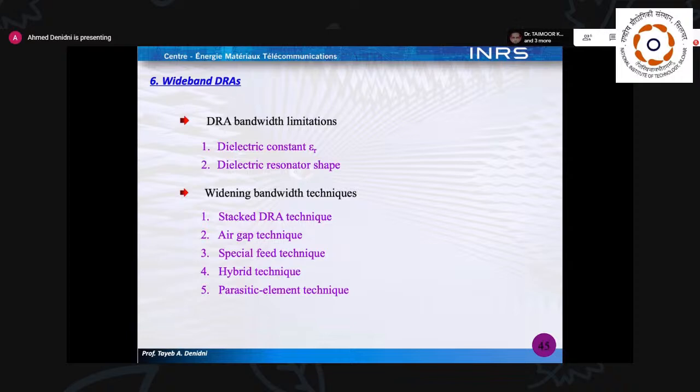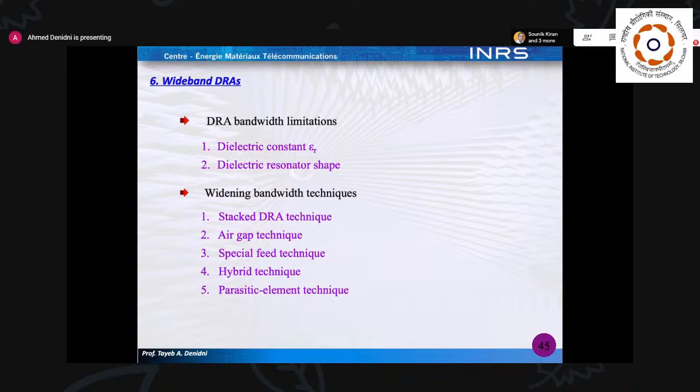Now I move quickly to wideband dielectric resonators. For the dielectric resonator, we can increase the bandwidth by using a specific dielectric constant, or we can control the shape of the resonator. Other techniques to widen the bandwidth are a stacked dielectric technique, introducing an air gap, special feeding techniques, hybrid techniques, and parasitic elements. This is the last section of my lecture: how to design a dielectric resonator with broadband.